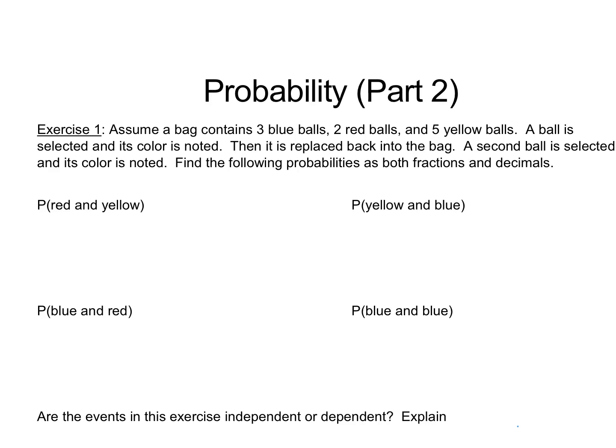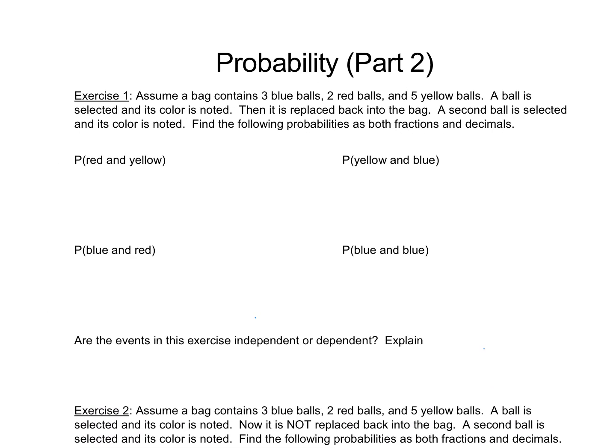All right, we're going to look at probability part 2, so really just a continuation of what we were doing before. We're looking at this first exercise. Assume a bag contains 3 blue balls, 2 red balls, and 5 yellow balls. A ball is selected and its color is noted. Then it's replaced back in the bag. A second ball is selected and its color is noted. Find the following probabilities. So we want to know both of them as fractions and decimals.